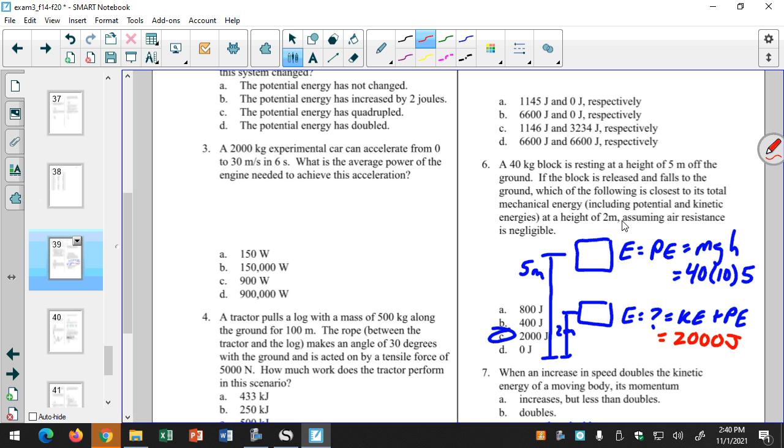So here, I know there's only potential because at the top, the speed is equal to 0. It's resting at a height of 5 meters. So the speed is equal to 0. That means no kinetic energy. Here, at 2 meters, I know that it has kinetic energy because by that point, it has some speed. It's fallen for over 3 meters. But it also has some height. So if v is equal to 0, that means the kinetic energy equals 0. If height equals 0, that means potential energy equals 0.